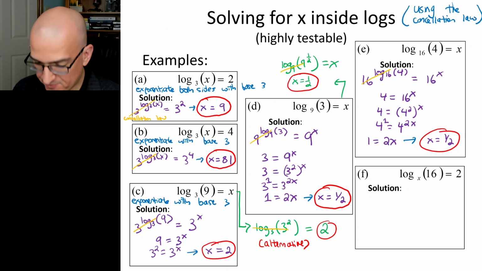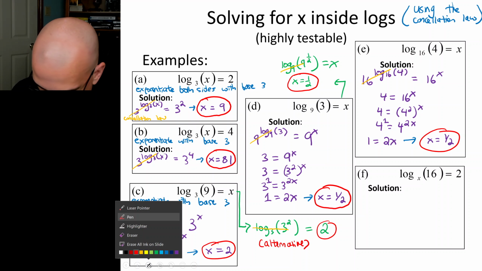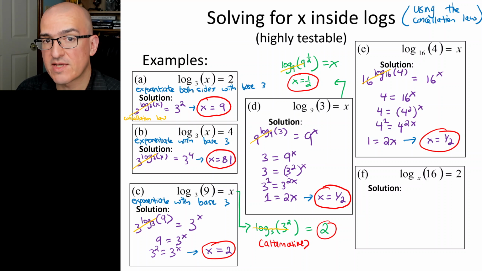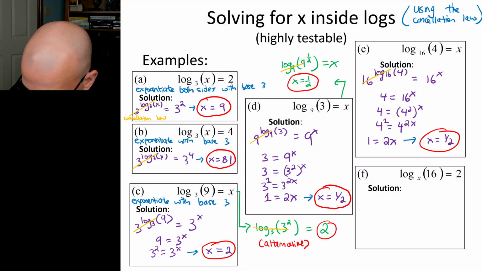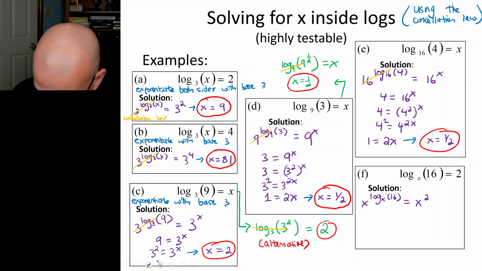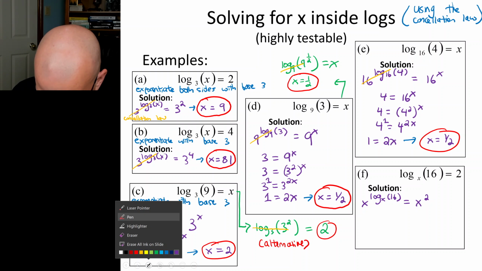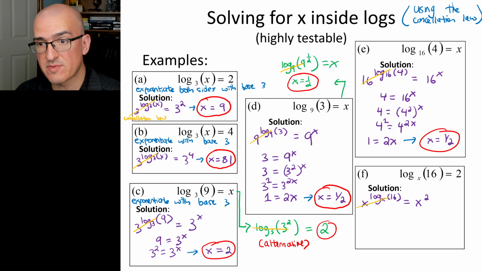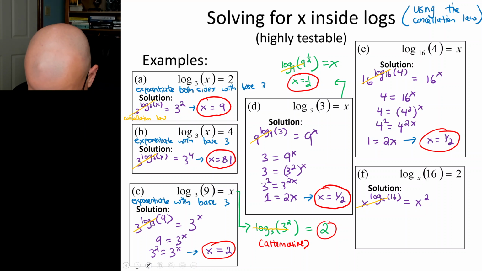Okay, last problem. What am I going to do? I'm going to raise both sides as powers on the same base, and I'm going to match the base of the log function. So x to the power of log base x of 16 is equal to x to the power of 2. I have x to the power of log base x. That's going to cancel. Even though it's x, it doesn't matter. The bases are the same. The base of the exponential, the base of the log match. So 16 is equal to x squared.